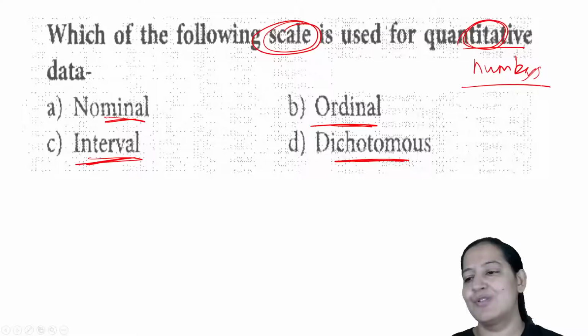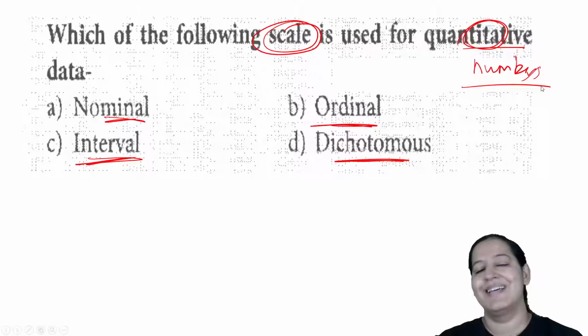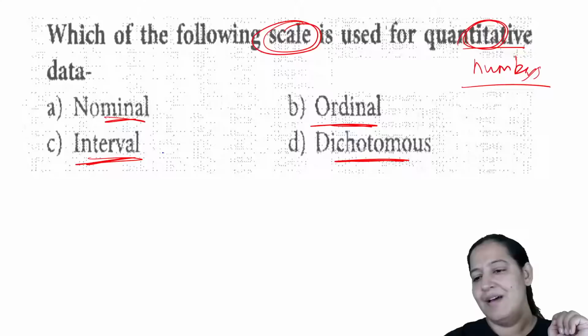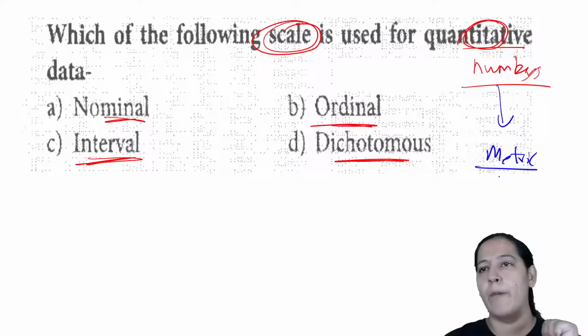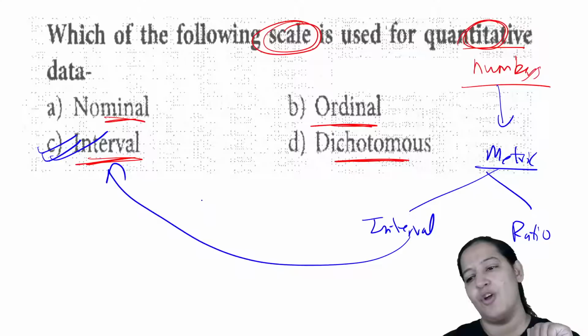Who will tell me the correct answer? I'm waiting for your answers. Which of the following scales is used for quantitative data, not qualitative? Yes, you people are right. For quantitative data we have only one scale, known as metric scale. But metric is not in the options. Metric scale is of 2 types: interval scale and ratio scale. So interval is given in the option. So the correct answer here is C.